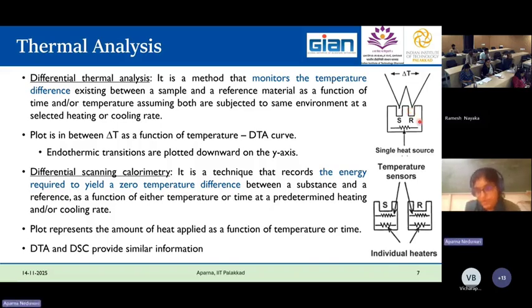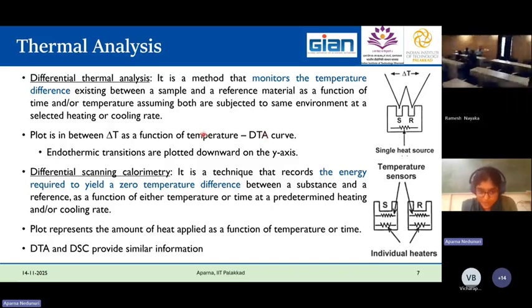So what happens over here, if it is a heating rate, is that the sample can undergo some physicochemical changes that result in an enthalpy change within the system, which can either evolve heat or absorb heat. When that is happening, there will be a temperature difference we can measure between the sample and reference. So the plot would be the difference of this temperature as a function of the temperature with which we are heating both sample and reference. This is called a DTA curve. We'll get endothermic transitions if the sample is taking the heat and then undergoing some reaction.